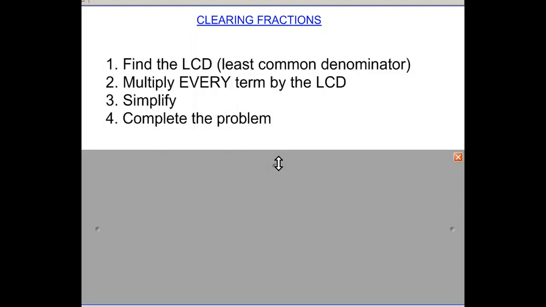Second, multiply every single term by the LCD. I capitalized EVERY and underlined it. It's really, really important that you're multiplying every single term. Do not just deal with the fractions. Every term needs to be handled by the LCD. Third, simplify once you do the multiplication, and then complete the problem from there. Your fractions will be gone. Your life will be a lot easier.